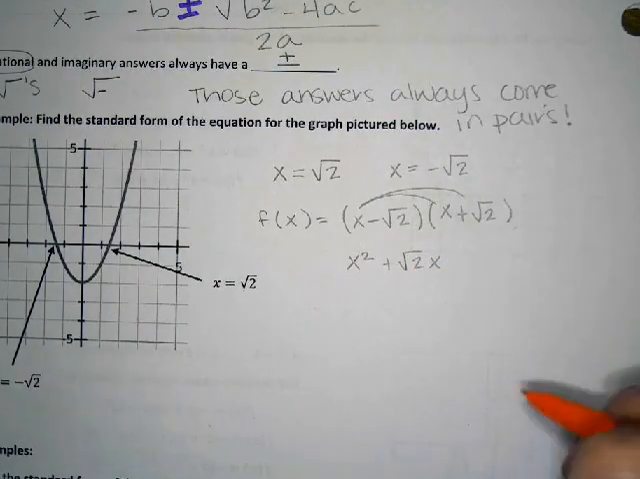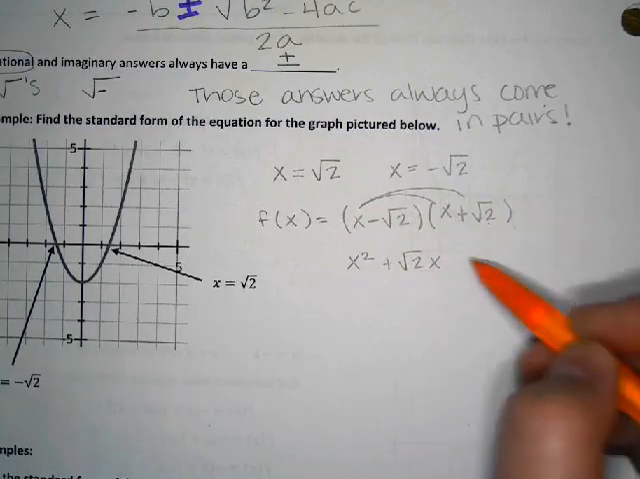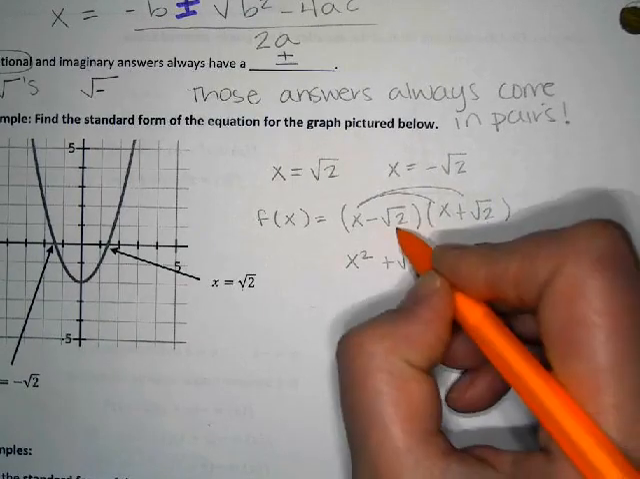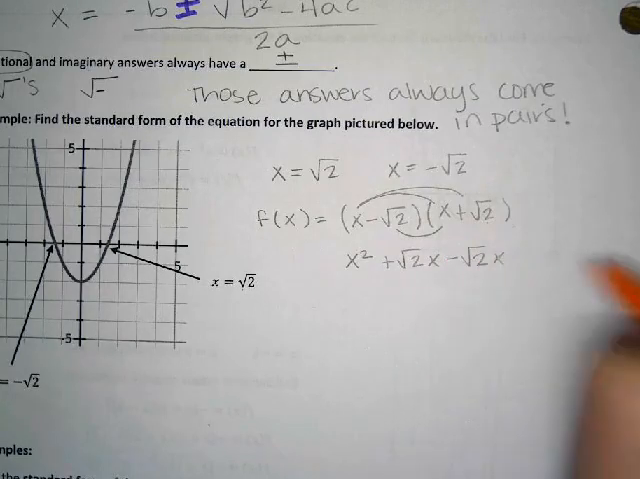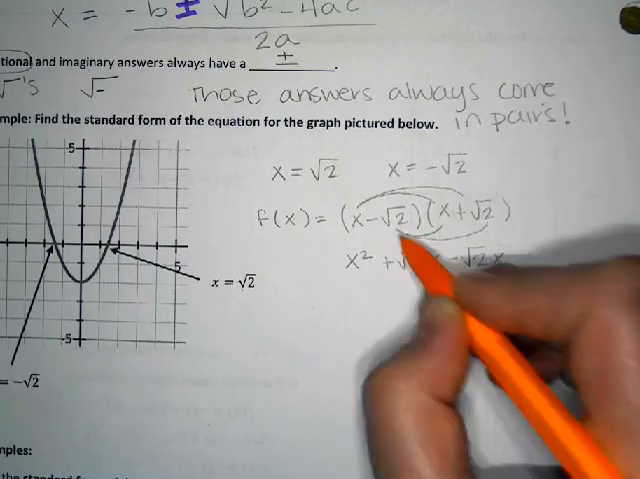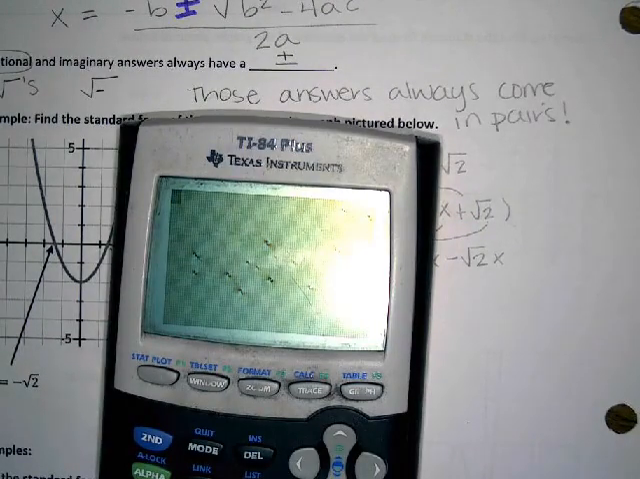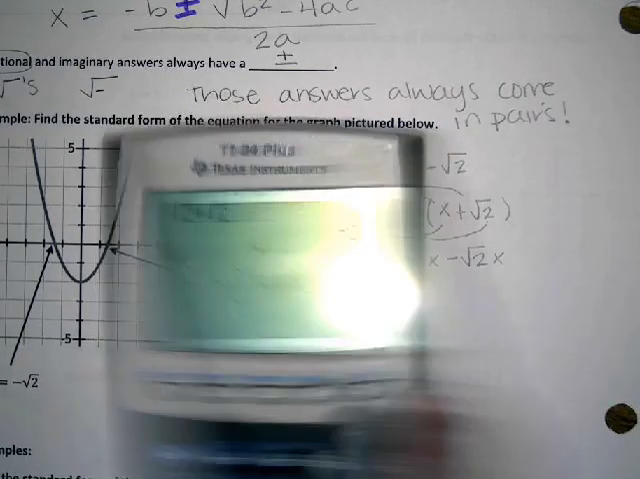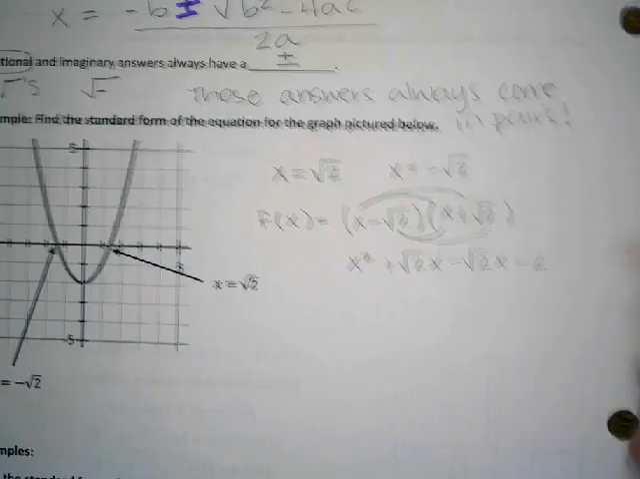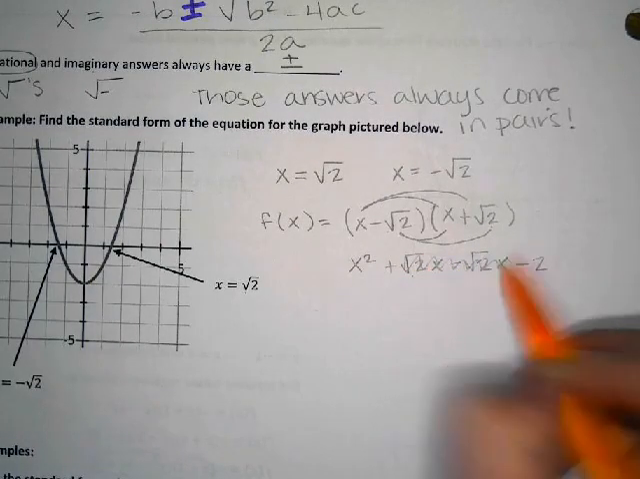So x multiplied by root 2 is just root 2x. Negative root 2 times x is negative root 2x, and you might already be seeing what's happening here. Negative root 2 times positive root 2, I'll show you with the calculator, negative square root 2 times positive square root 2 is just negative 2. So if we look at this, we have a positive root 2x and a negative root 2x, and those cancel out. So we end up with x squared minus 2.